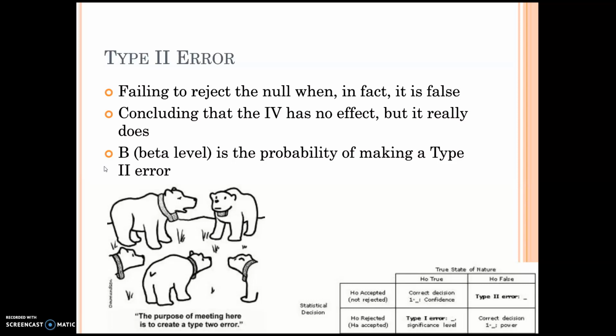The comic there is arguably the funniest or the most clever comic I've ever seen. It's a bunch of bears wearing tags, and it says the purpose of this meeting here is to create a type 2 error. Right? So this would be the case that the scientists argue or hypothesize that bears do not meet in groups, and therefore they're meeting in groups just to throw off the research and create a type 2 error. I think it's funny. Anyway, let's move on.